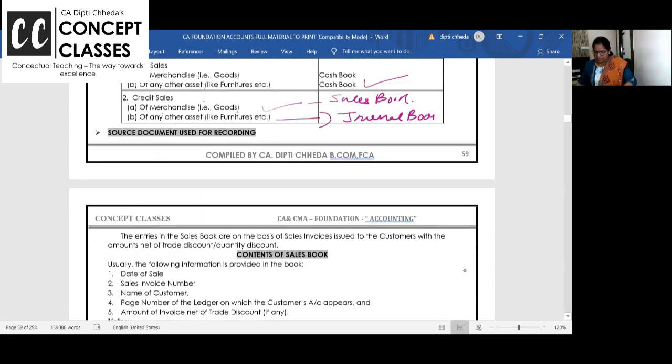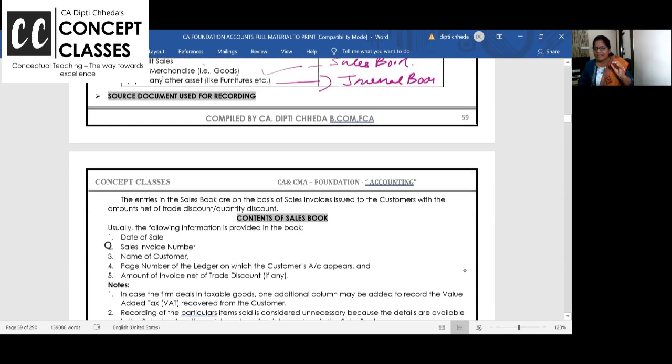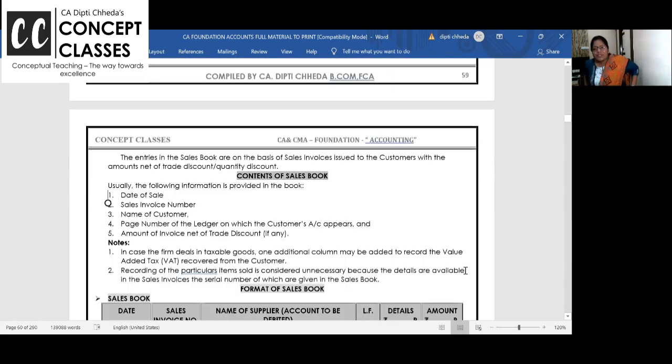Right. And what is the source of recording the sale transaction? I told you in the very first class, you will not record any transaction unless you have got the source document. So date of sale, invoice number, customer, ledger of the posting. In the subsidiary book, the posting is done directly. So when I say Suresh account debit to sales, Suresh's T format ledger is on which page in the ledger book? That we will write. Okay.